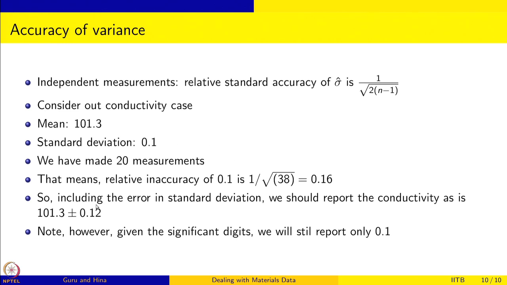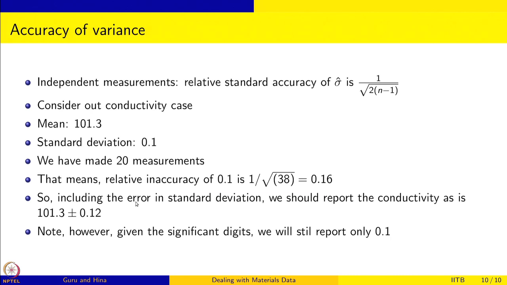So, if you include the error, then we should report the number as 101.3 plus or minus 0.12, but because of the significance of the digits, we are not going to go beyond one significant digit, so we will still report it as 0.1. But if the significant digits are higher, or if this number is not 2 but something like 6 or 7, then the numbers would actually change. So, one way of looking at accuracy of variance is to look at the relative accuracy and report numbers accordingly.